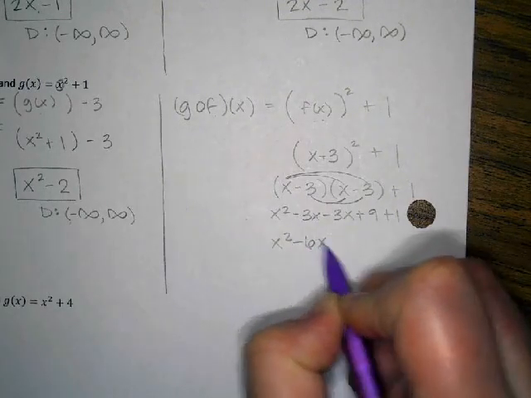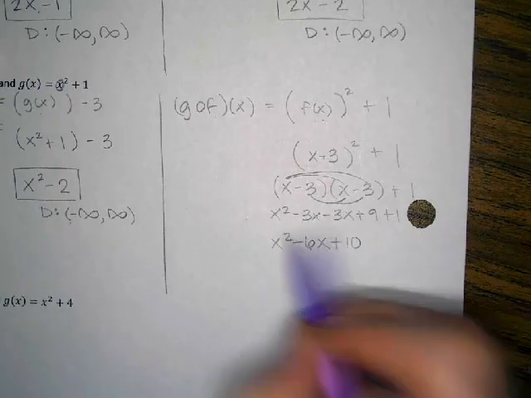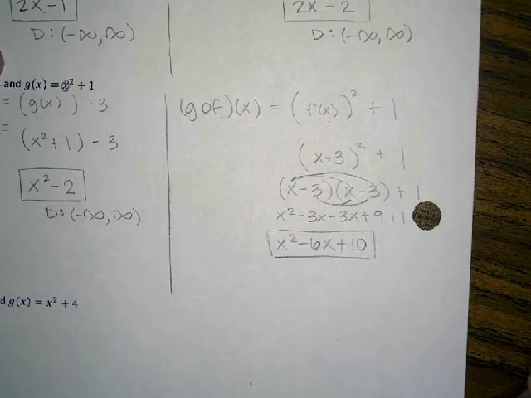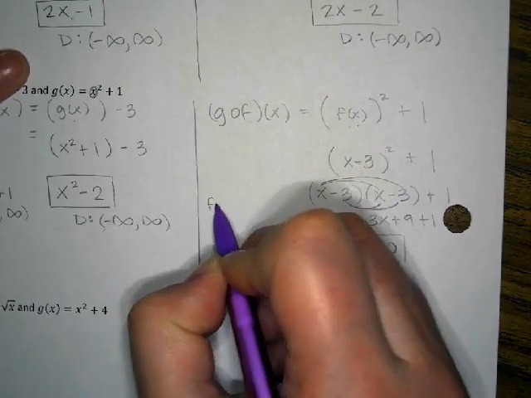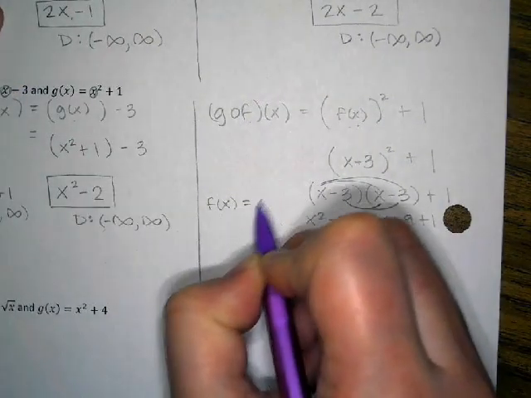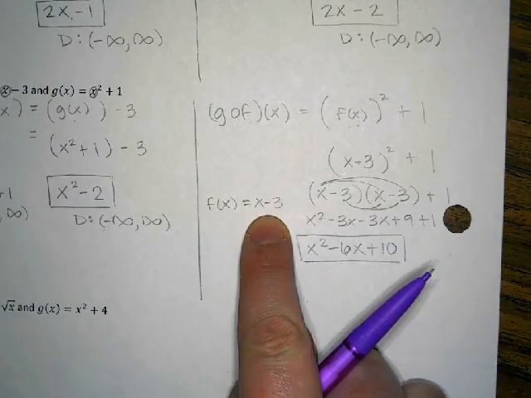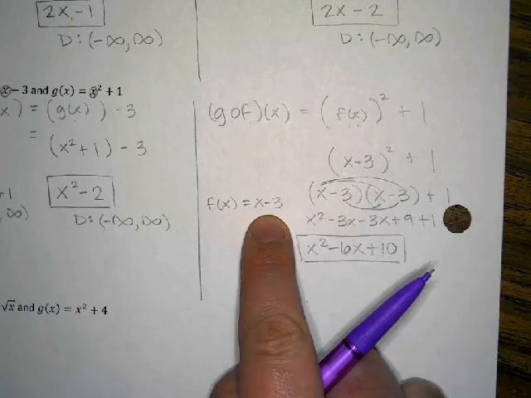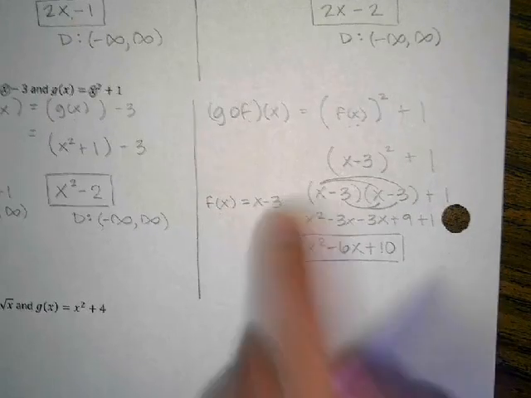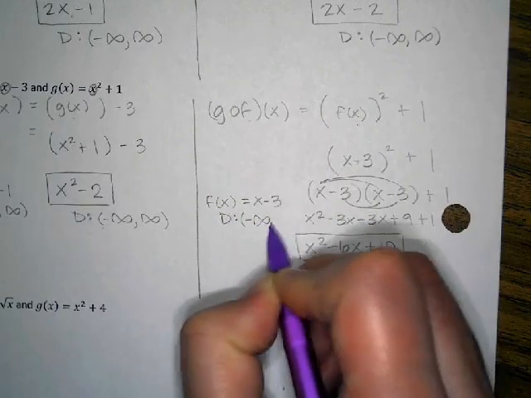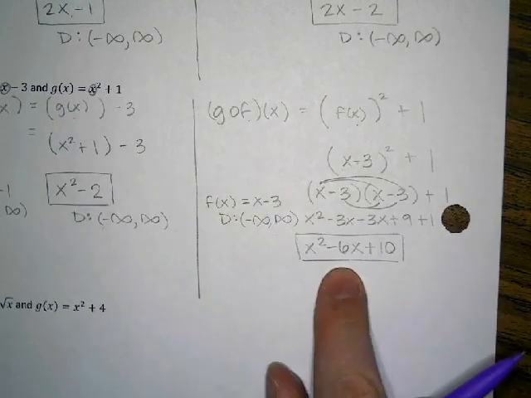Now, if we look at our input, it was f of x, which was x minus 3. X minus 3 is y equals mx plus b form. That's a straight line graph. What is the domain of a straight line graph? Yeah, all real numbers, negative infinity to positive infinity. So that was our input. And then over here, we ended up with a quadratic function. X squared minus 6x plus 10 is a quadratic function in the standard form.